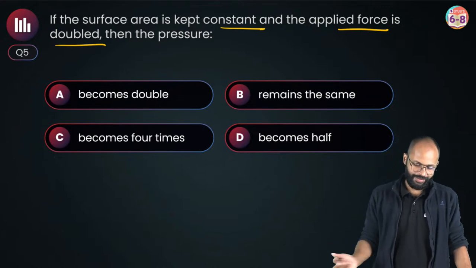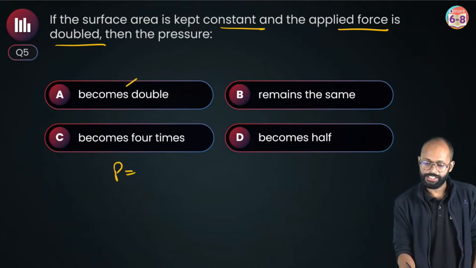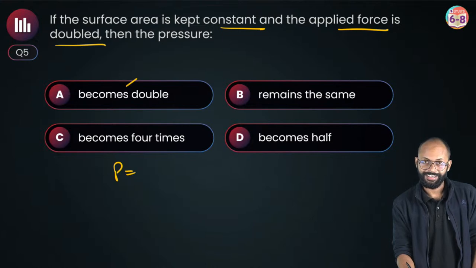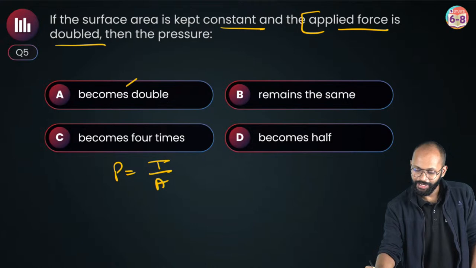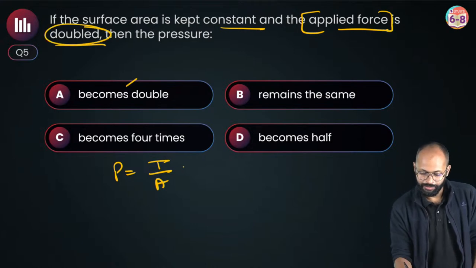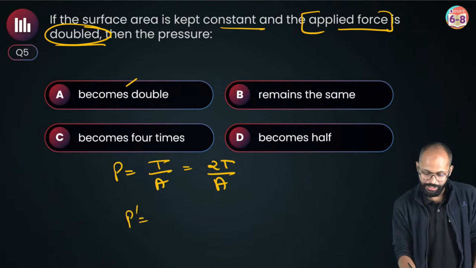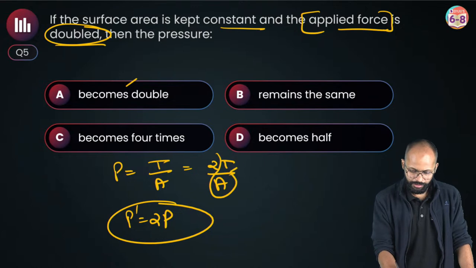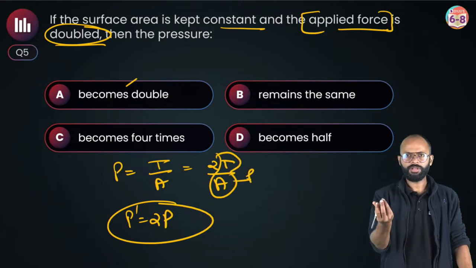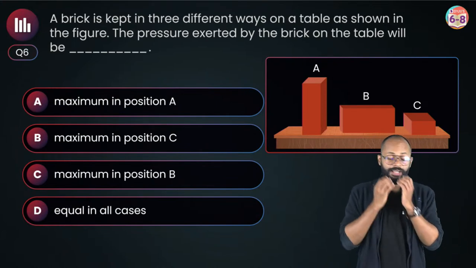Option A is very good. It becomes double. Pressure is thrust upon area. Your applied force is doubled, meaning 2T upon A. So pressure becomes P dash equals 2P. Twice ho jayega na. This is P. Simple, right? So it becomes double. Very easy. This is a good question.